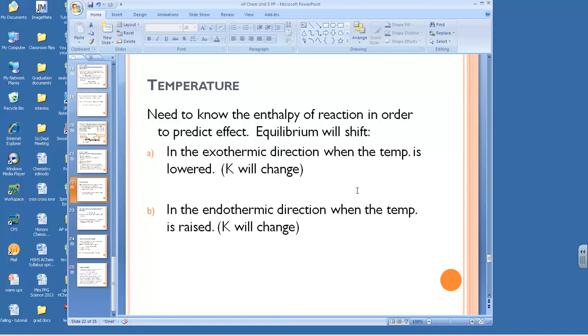Remember, exothermic reactions means heat is exiting a reaction, and endothermic means heat is entering a reaction. So when we do Le Chatelier, we almost think of heat as being a product or a reactant. In an exothermic reaction, heat exits, it's a product. In an endothermic reaction, heat enters, it's a reactant.